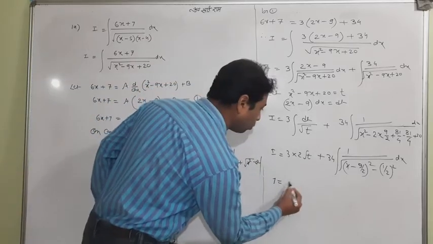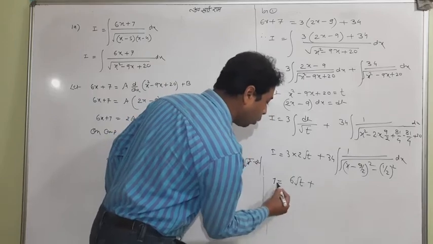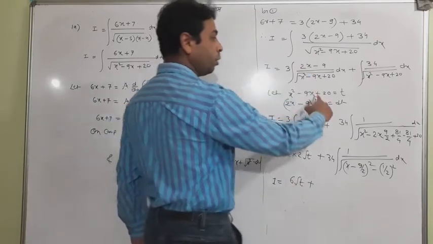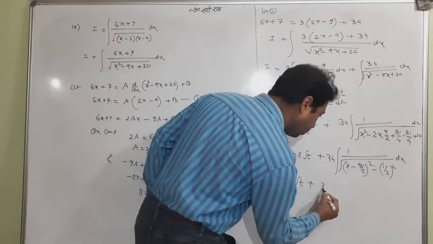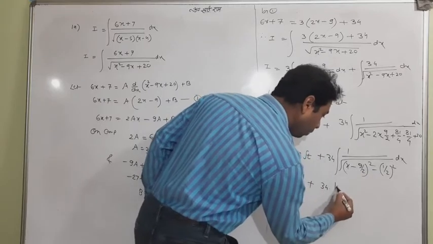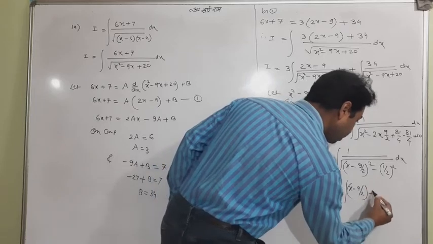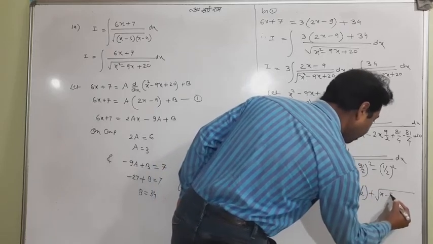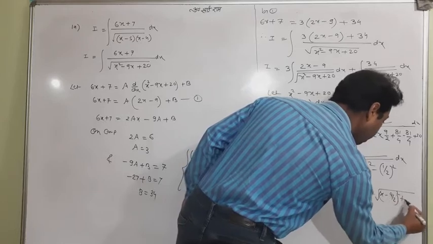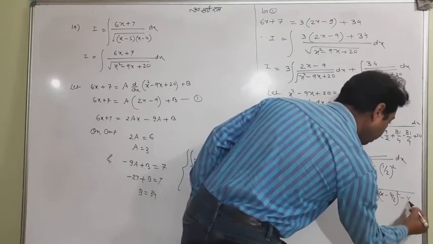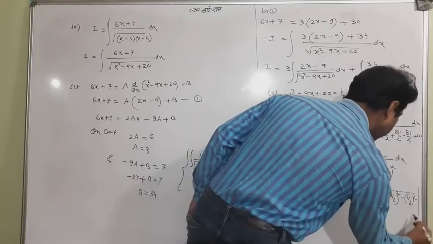So I is equal to 3 to the 6t. It's your duty to put the value of t. You consider that one, and 34. Now use the formula log x plus the same. So what is the same? x minus 9 by 2 square minus 1 by 2 whole square. And what to do, student, further this?